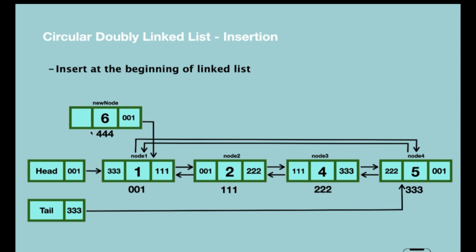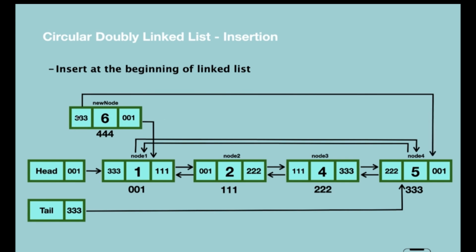So the next step is we need to update the previous reference of this node over here. We know that in a circular double linked list, the previous reference of the first node points to the last node. So in our case, the last node's physical location is 333. So if we update the previous reference of the new node to 333, it will create a link between the new node and the last node over here. We know that in case of a circular double linked list, the last node has to point to the first node also. So in this case, the first node will be the new node over here.